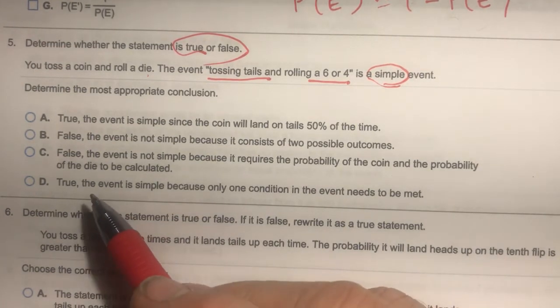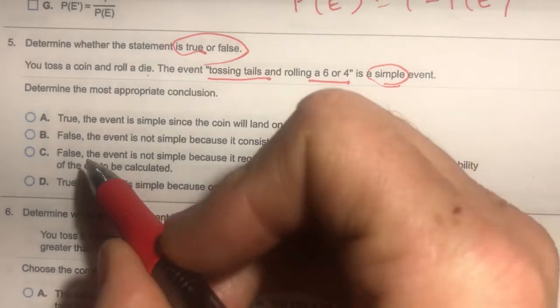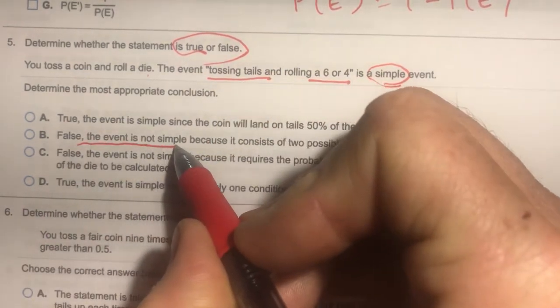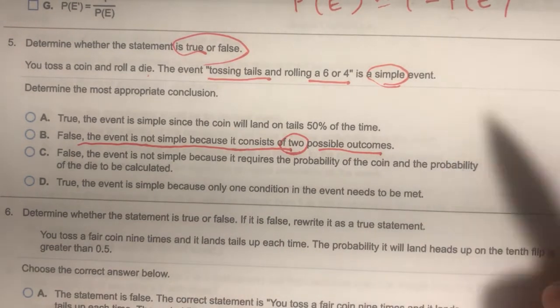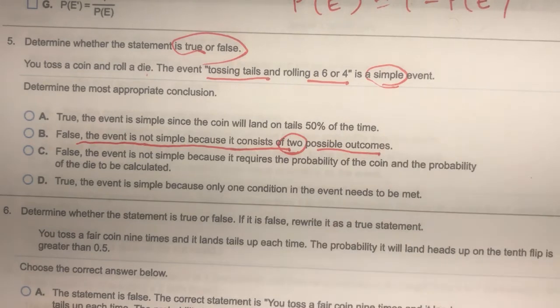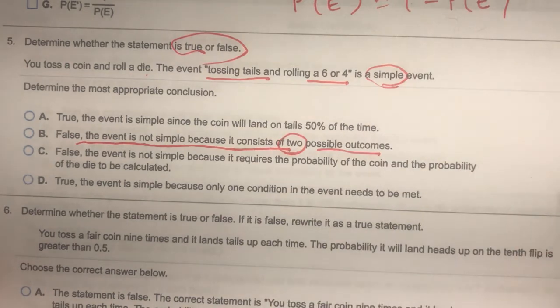Okay, now let's look and see why it's false here. Right here. The event is not simple because it consists of 2 possible outcomes. A simple event just has 1 possible outcome. This is not simple because it has more than 1 possible outcome.